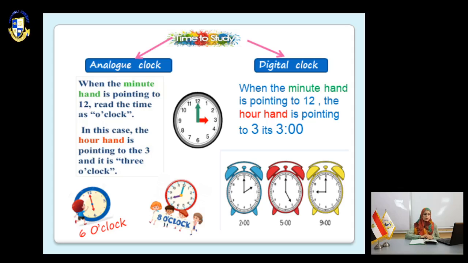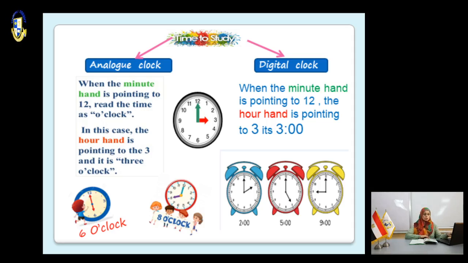In the next page, we have two types of clock. We have analog clock and digital clock. For the analog, we said we have two hands. When the minute hand is pointing to 12, you can read the time as o'clock. In this example, the minute hand is pointing to 12 and the hour hand is pointing to 3. So this is 3 o'clock. That's because the minute is on 12. For the digital clock, when the minute hand is pointing to 12, the hour hand is pointing to 3, so you can write it as 3:00.